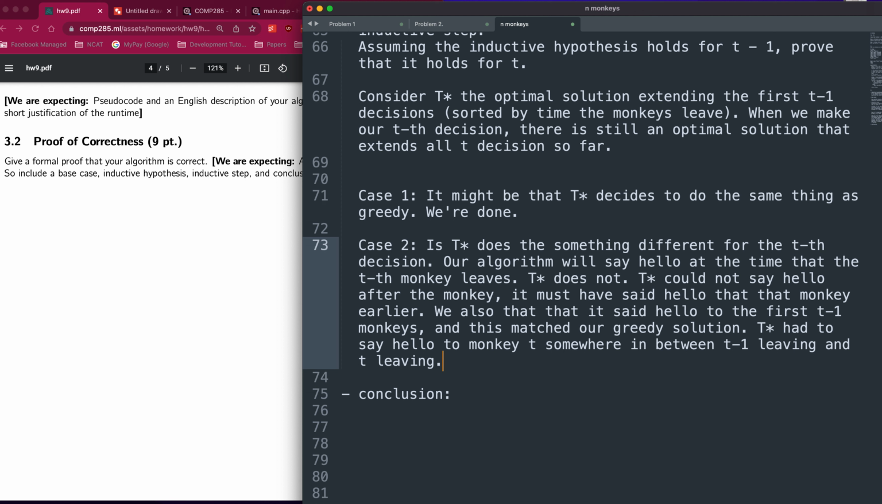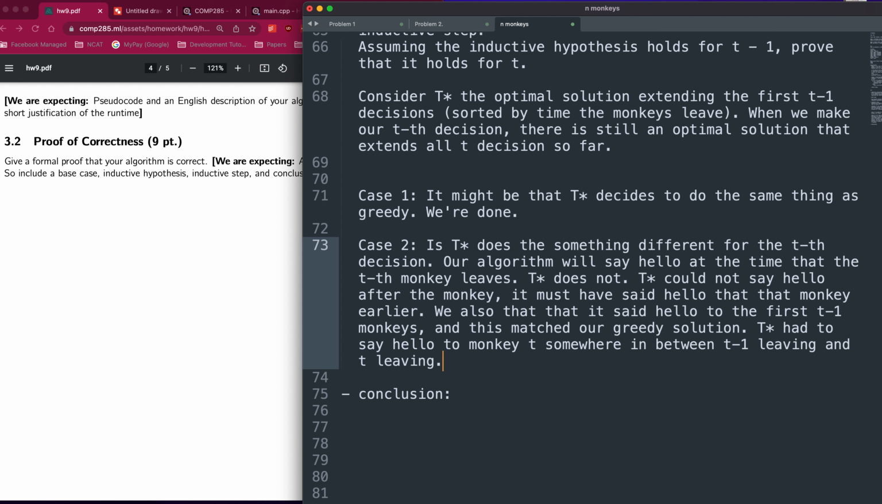It had to say it somewhere before, but it couldn't say it before t minus 1 left because the t minus 1 monkeys, all of those decisions were the same as our greedy decisions. So it had to say it somewhere between t minus 1 and t leaving, right? That's when it said hello to the monkey. And, or like, this is the worst possible case.